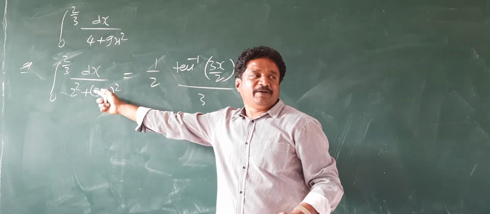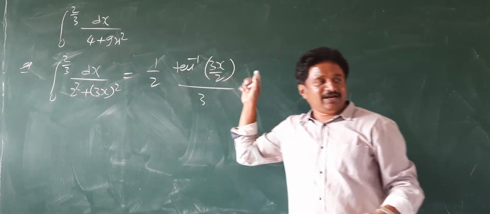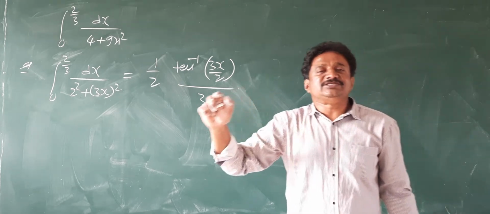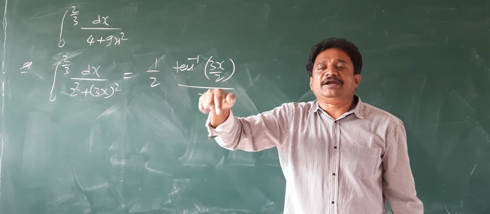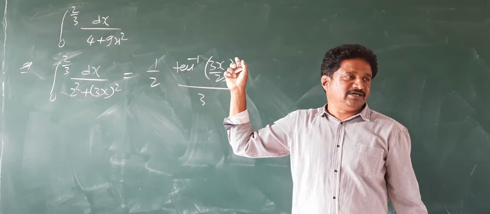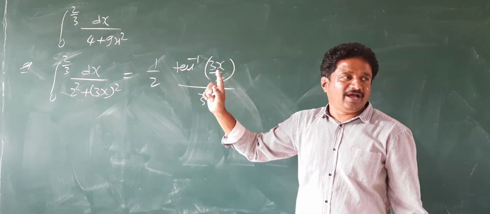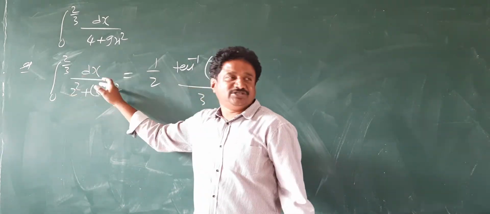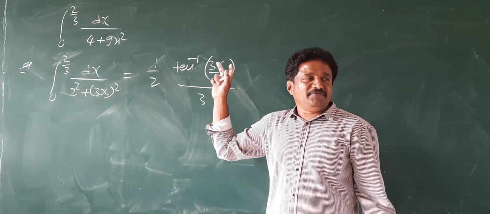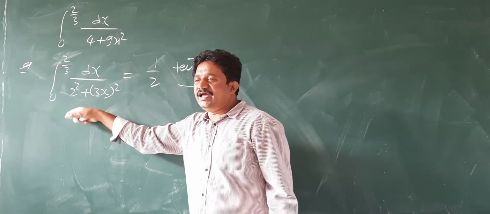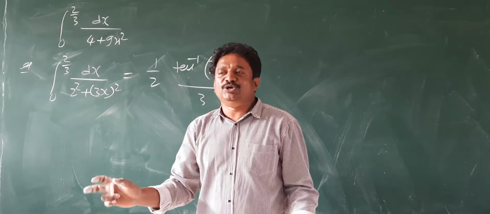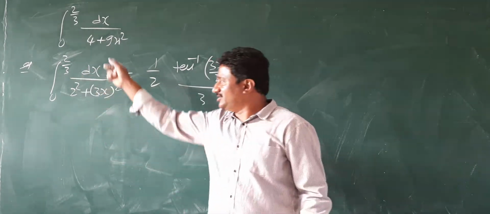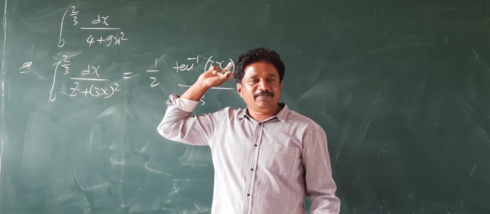Remember, x coefficient should be picked from the question, not from the answer. This is not the x coefficient 3 by 2 here, because we are integrating this function, not that one. Whatever you wish to do, you do that for this function only, not for the answer.